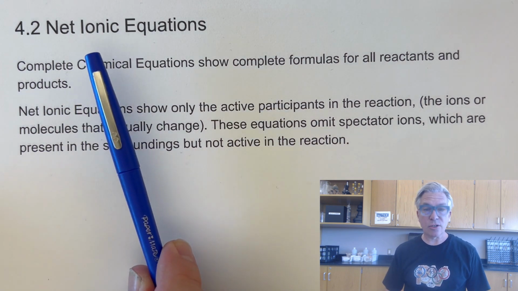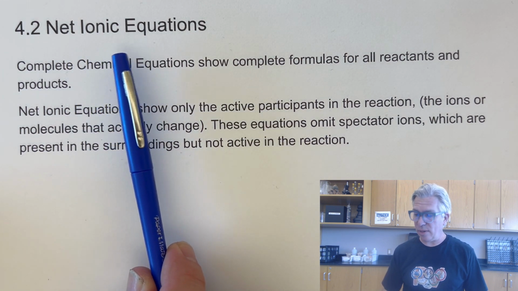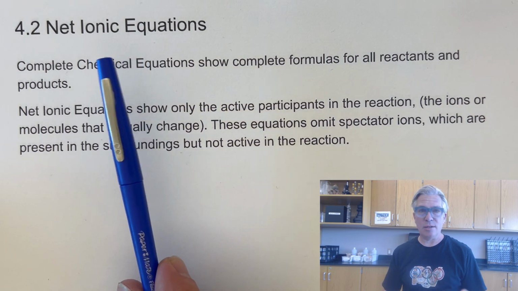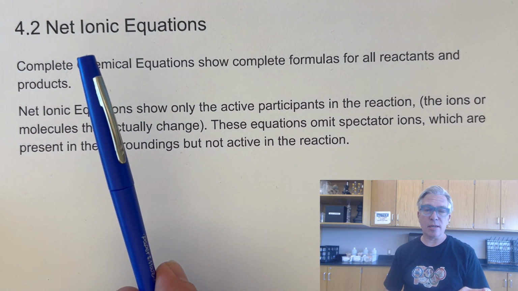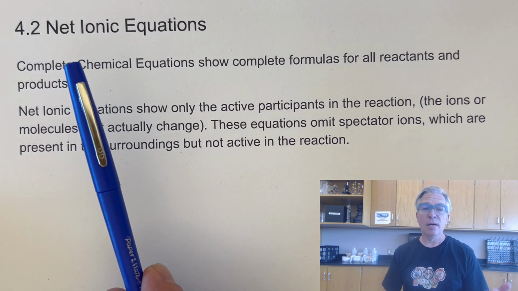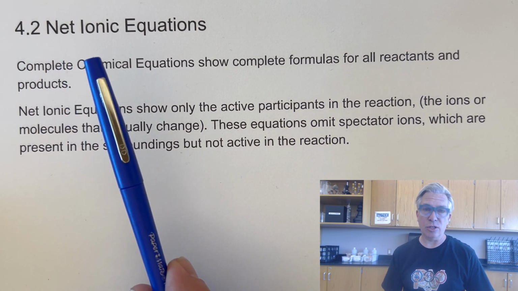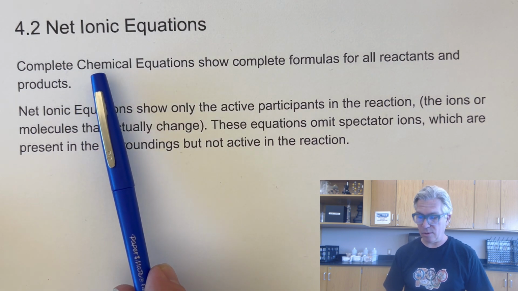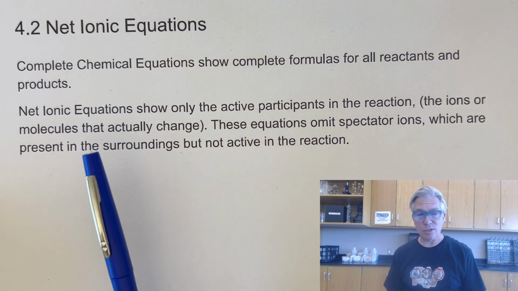Up next, we have section 4.2 on net ionic equations. And we hit them early, we hit them often, and to be honest, most of the time, if you're asked to write a chemical reaction on the AP exam, they will ask you for a net ionic equation rather than a complete chemical equation. But let's start with the difference between the two of them.